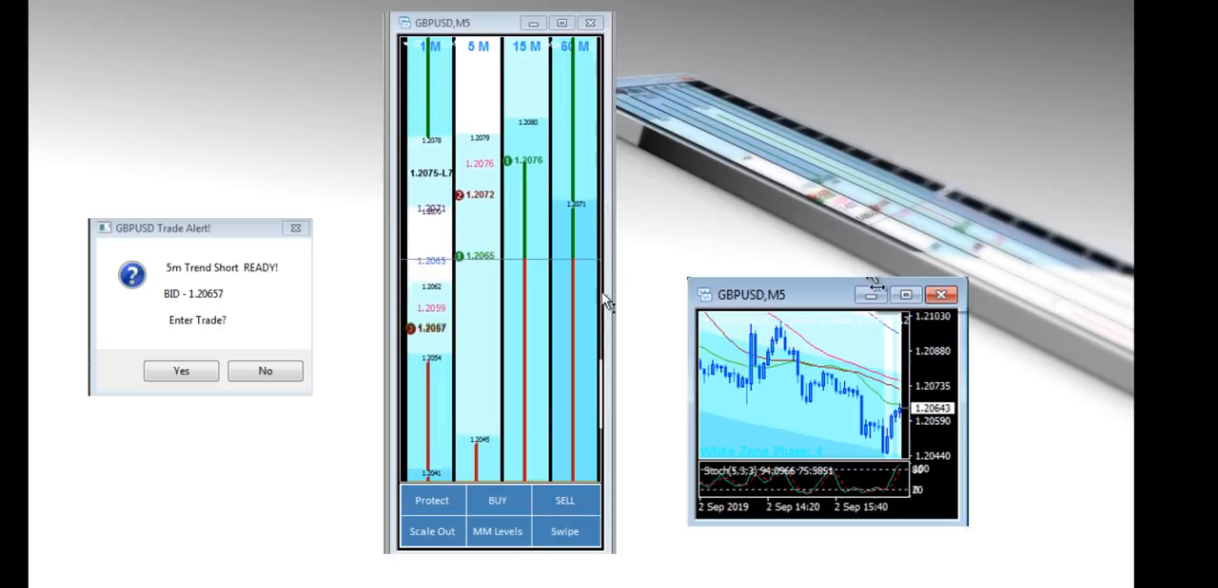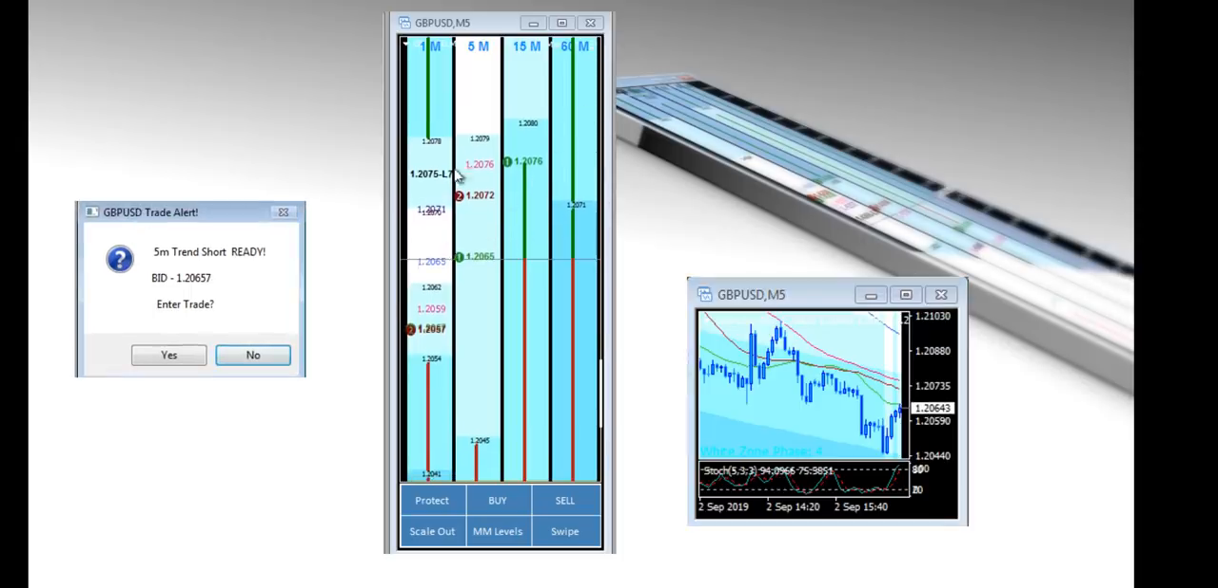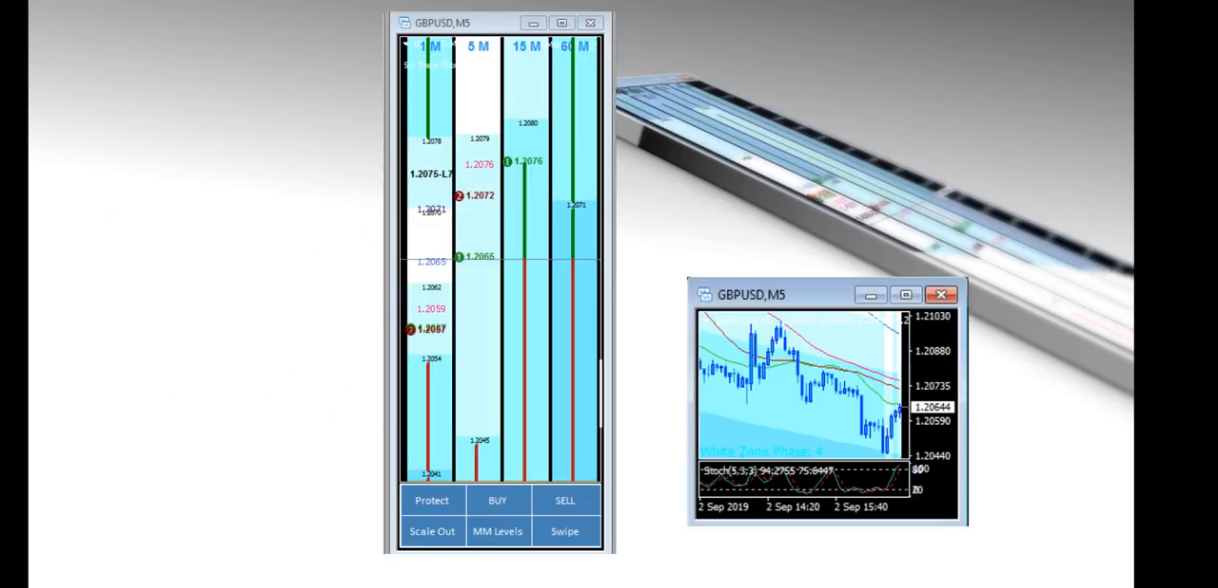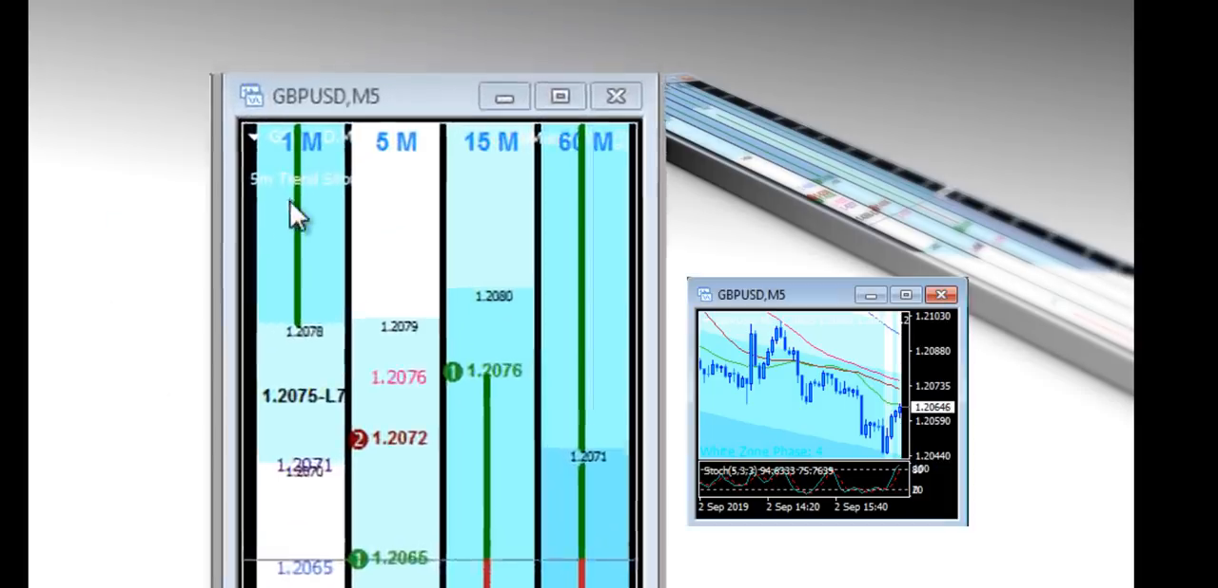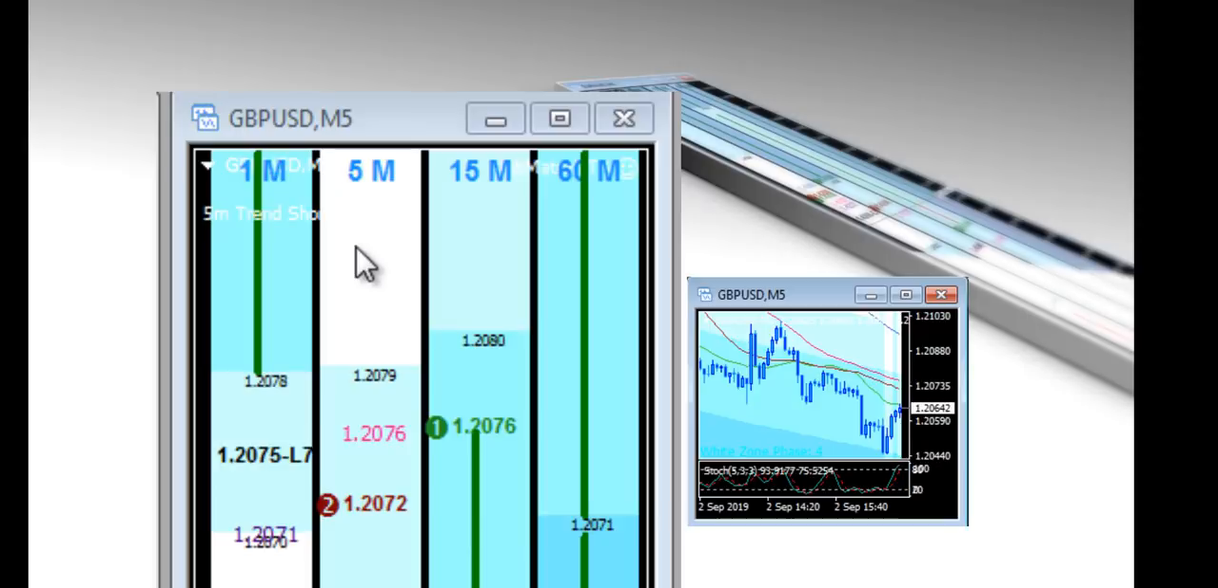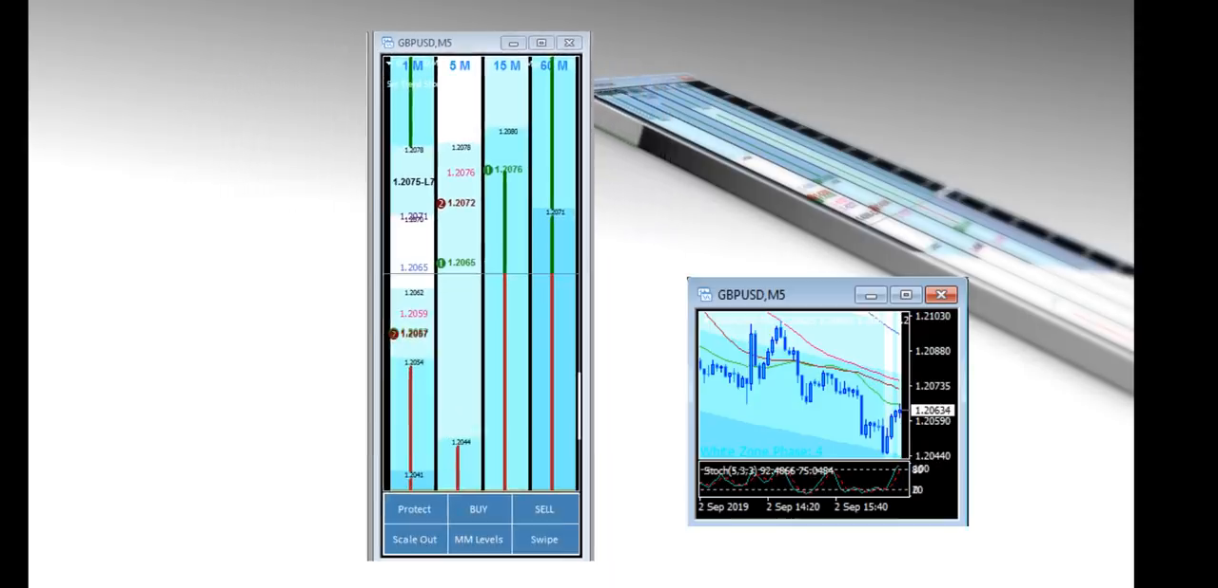If you were looking for a longer term, you could set the dynamic entry to a 5-minute candle, but I think a 1-minute candle is all right. So I'll take this trade. It may be looking for this level, but I'll take it. I'm going to say yes. Now look what happens here. 5-minute trend short ready. I'm not on one click. I'm on dynamic click. Let's see what it's waiting for.